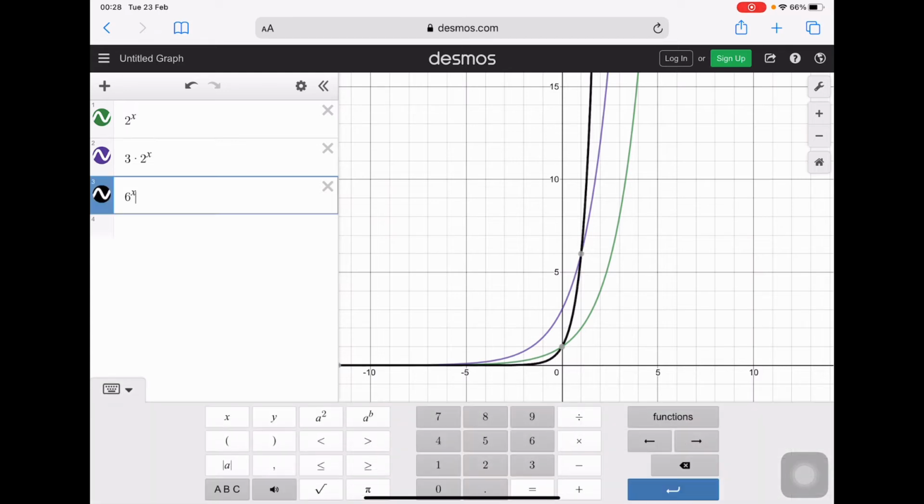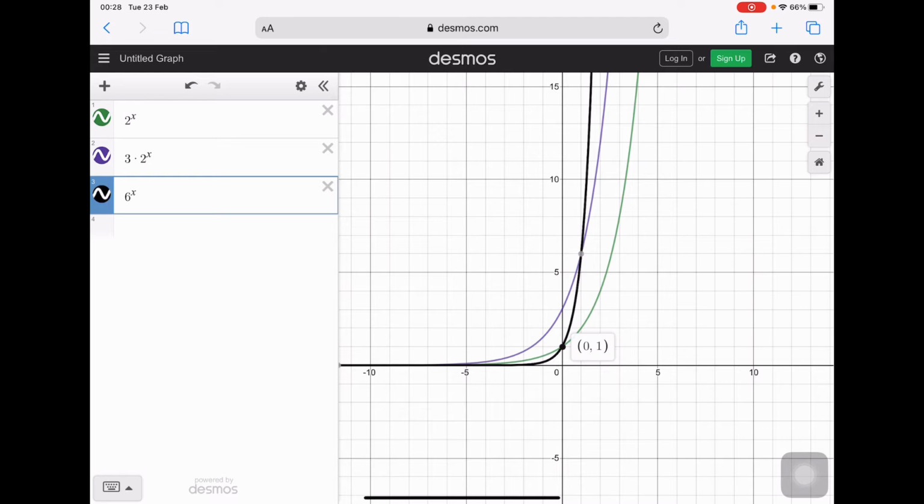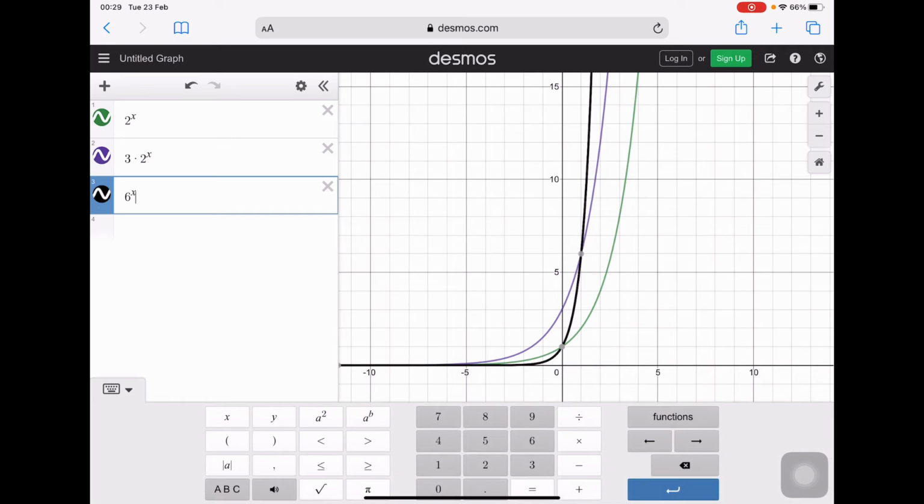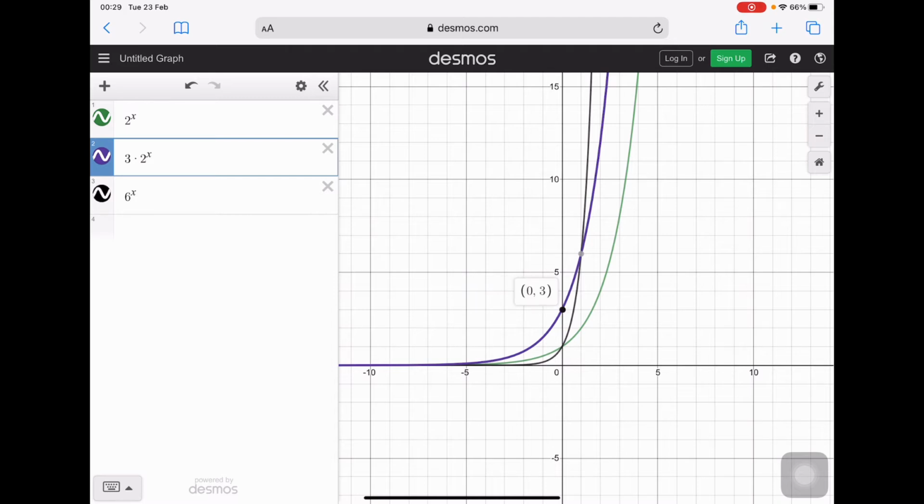6 to the x, of course, goes through the coordinates (0, 1), as you can see here, as does 2 to the x. And of course 6 to the x is going to be steeper than 2 to the x because 6 is higher than 2. And if we look at 3 multiplied by 2 to the x, it actually cuts the axis at (0, 3) rather than (0, 1). That's because 3 multiplied by 2 to the 0 is 3 multiplied by 1, which is 3, of course.